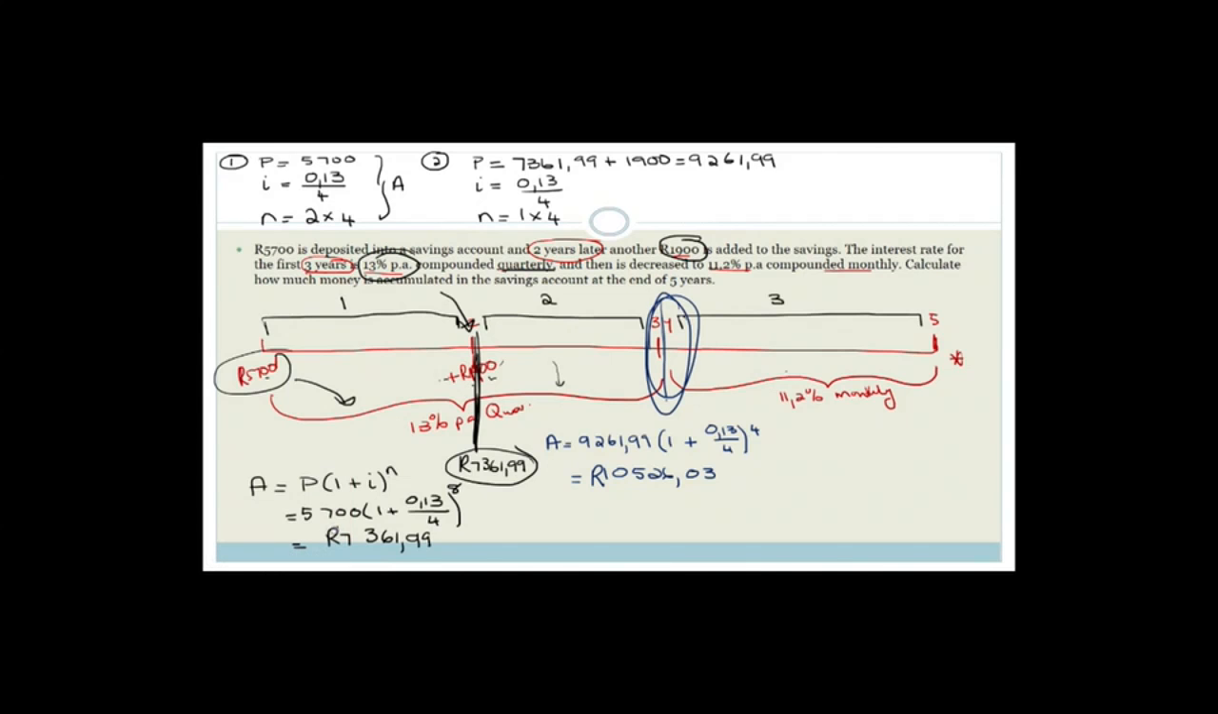Now at the beginning of the third year, we have a new interest rate. Our principal is now 10,526 rand and 3 cents. That's how much we've saved so far. Our interest rate now is 11.2% per annum, which is 0.112, but it's compounded monthly, so I have to divide by 12. And n is the number of months, which is going to be 12 times the period. And this period here is 2 years.